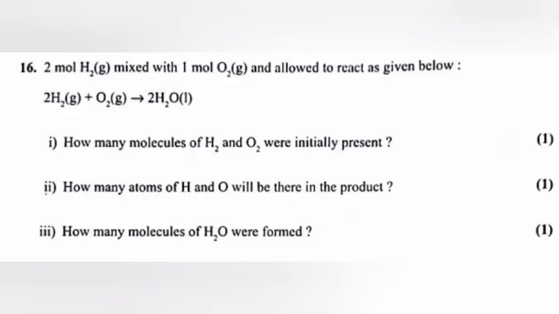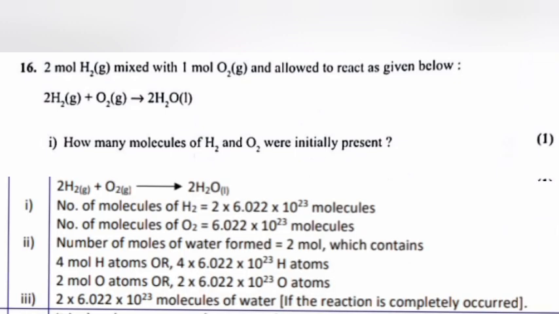16. 2 mole H2 mixed with 1 mole oxygen and allowed to react as given below. 1. How many molecules of H2 and O2 were initially present? 2. How many atoms of H and O will be there in the product? 3. How many molecules of H2O were formed? Answer: 2H2 + O2 gives 2H2O.